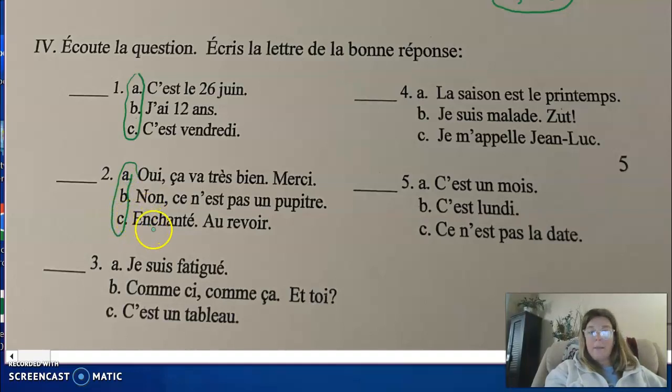Je m'appelle Marie. Number 3, answer the question. Qu'est-ce que c'est? Number 4, which one answers the question? C'est quelle saison? And 5, quel jour est-ce?